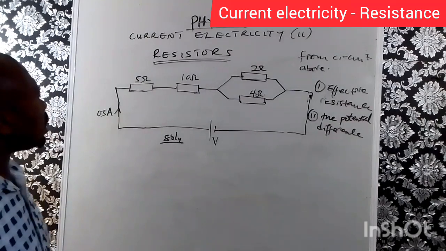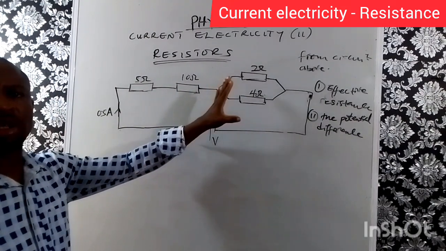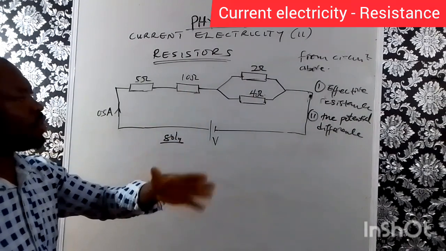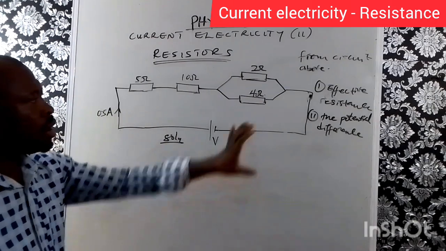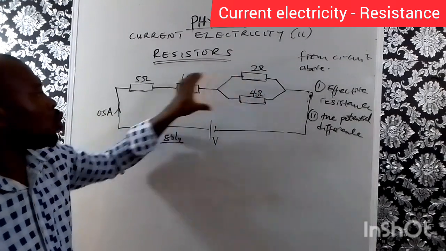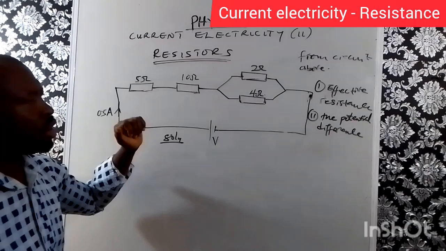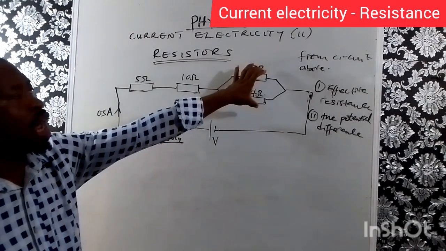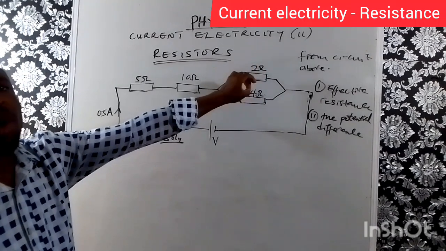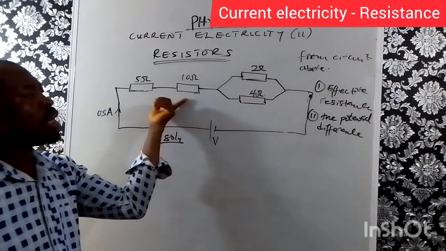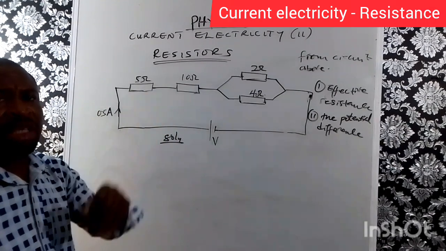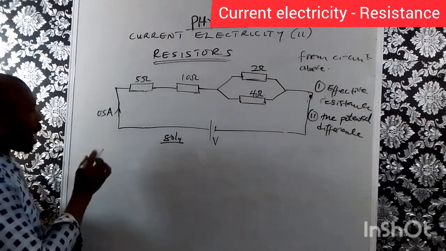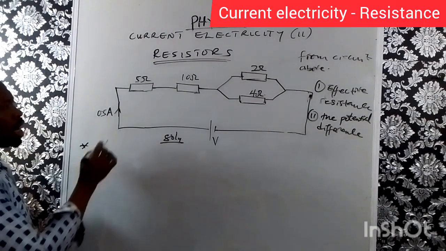If we look at this question, the diagram is a combination of series and parallel. This side is parallel, while this side is a series. Now, all we need to do is resolve this one that is in parallel first. By the time we resolve it, it will now be in series with this, and then from there we can proceed. Now, solution.